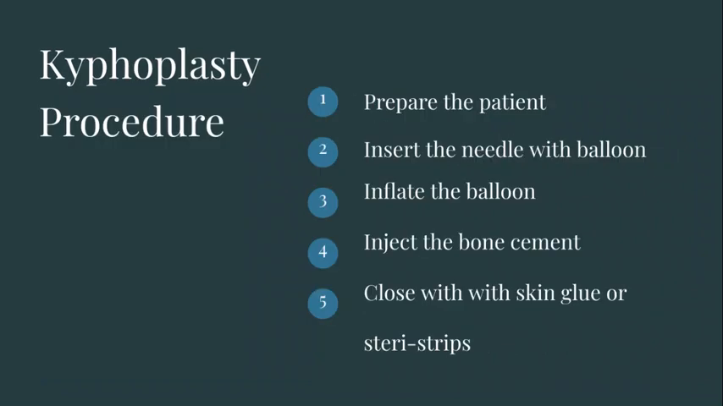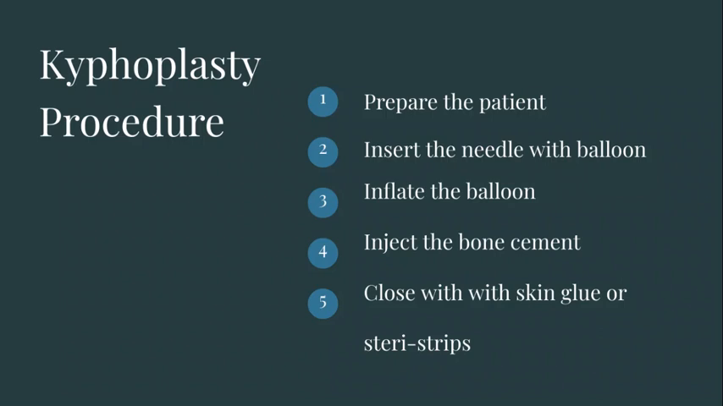As for the procedure, first the patient is prepared by being given local anesthesia. They are positioned on their stomach with their chest and sides supported by pillows. The area undergoing the surgery will be cleaned and prepped. Next, a half-inch incision will be made in the skin over the fractured vertebra.